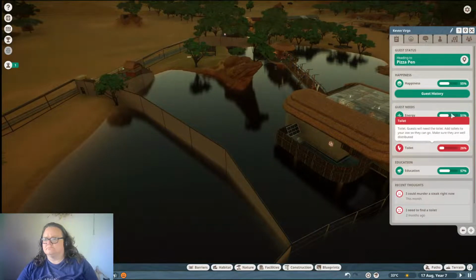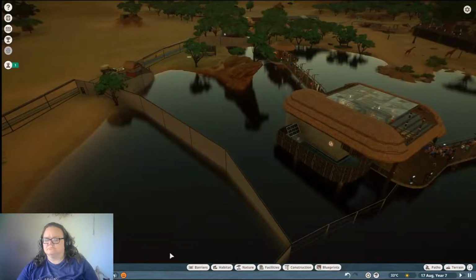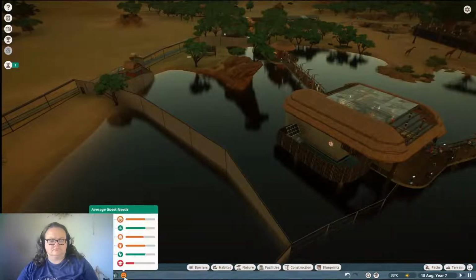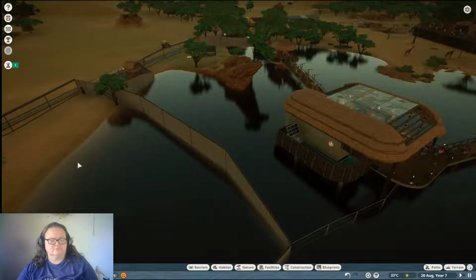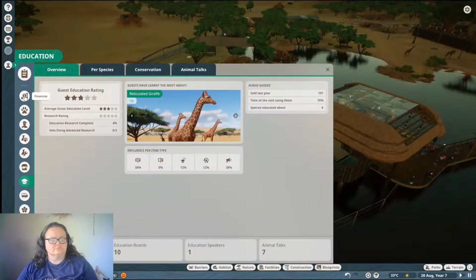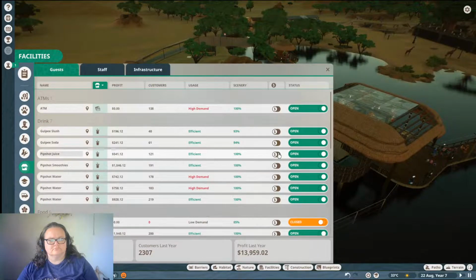Those are the 5 bars which you can see here, and they are the general happiness, energy resting level, hunger, the food need, thirst, the drink need, and the need for a bathroom. The separate education bar shows you how much the visitors are learning about the animals they see in your zoo. I will talk more about this once I cover the first 5 needs.